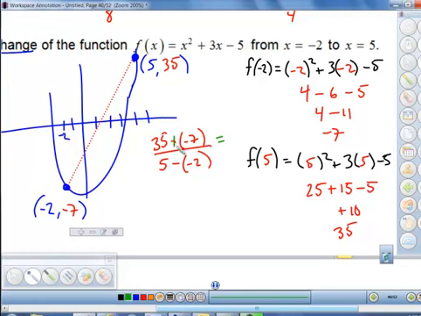35 plus 7 is 42. 5 and 2 will give me 7. So what's 42 divided by 7? 6. So the average rate of change, or the slope, equals 6 between those two points, from -2 to 5. Good?